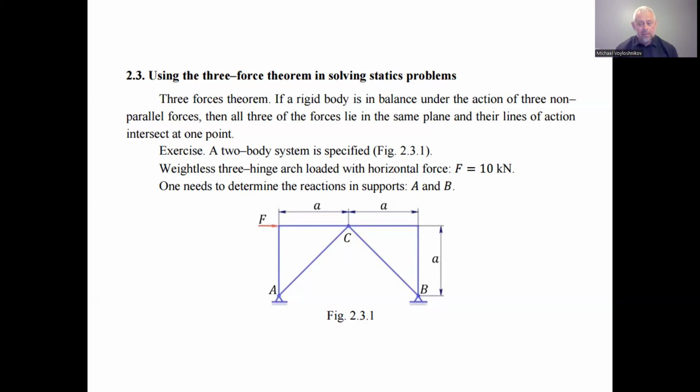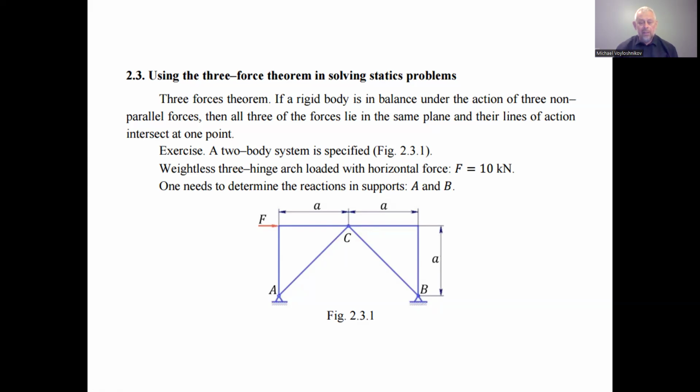The mechanical system is loaded by the force F acting on the left part of the mechanical system. The force is 10 kilonewton. And it is assigned to find the reactions of the supports A and B. We can do that using the three-force theorem.